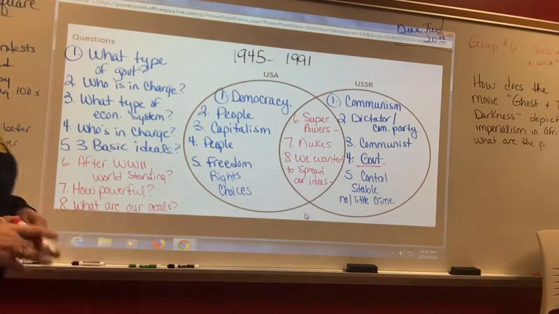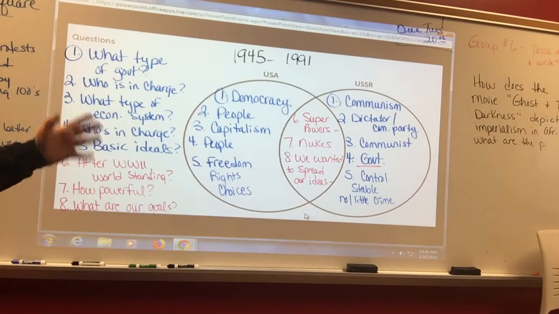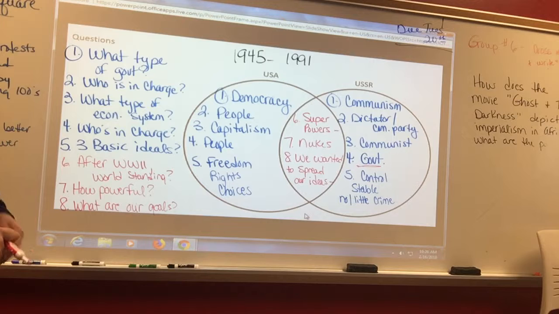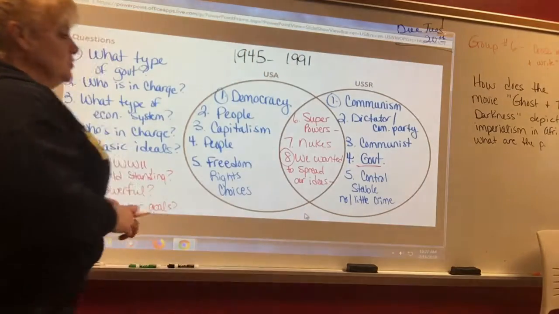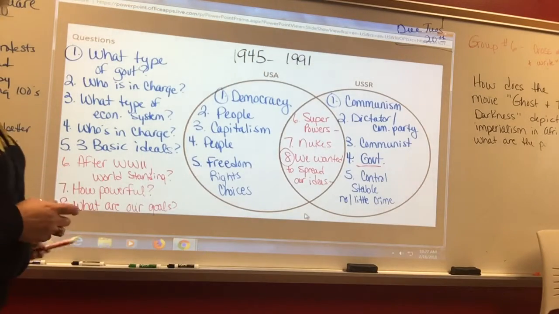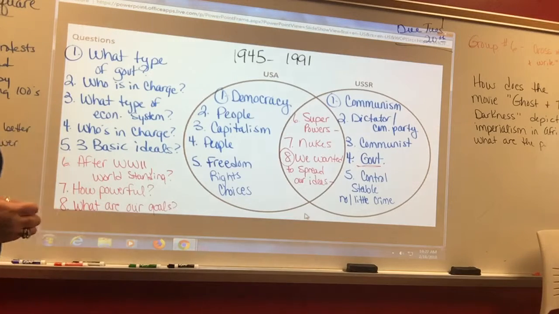And because our ideas are so different from each other, if they tried spreading communism into a country, the United States would try to dissuade those people from thinking that, and vice versa. If we were trying to spread democracy, the Soviet Union wanted to make sure that there wasn't democracy. So number 8 is the key to why there's a problem. Just being different than each other does not cause problems. But when we try to spread our way of life and they try to spread their way of life around the world, that is when the conflict happens.